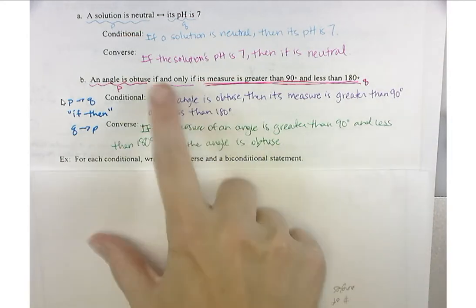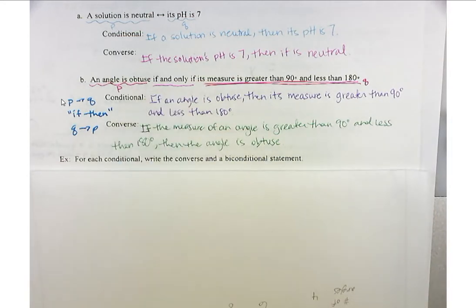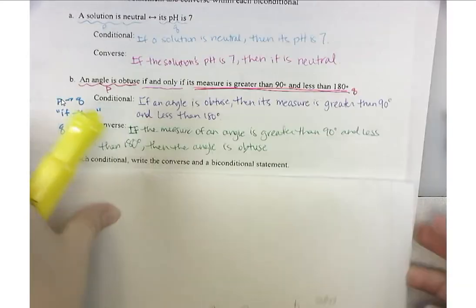So what you're doing is taking the biconditional, which is the if and only if, and separating it into those two statements. What questions do you have for me on that? All right, let's go to the next one then.